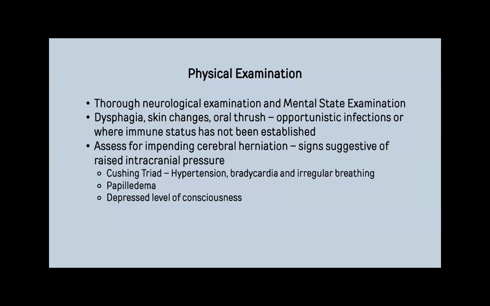On the physical examination, it's important to do a thorough neurological and mental examination. Because this is a general approach, I won't go into the localization of lesions. You assess for dysphagia, skin changes, oral thrush, dental caries, and most importantly, assess for signs of impending cerebral herniation and signs of raised intracranial pressure, which would be the Cushing triad of hypertension, bradycardia, and irregular breathing, as well as papilledema, headache, visual disturbances, and a depressed level of consciousness. This is important as these patients may need urgent referral to neurosurgery.